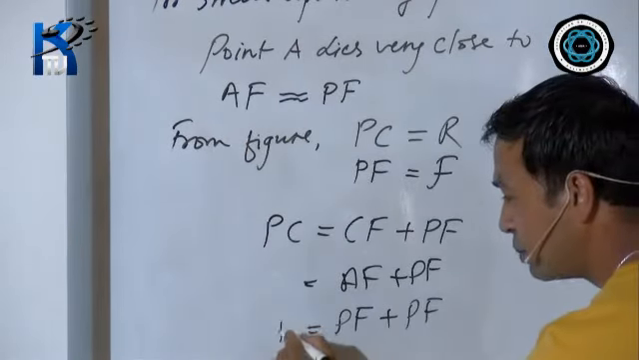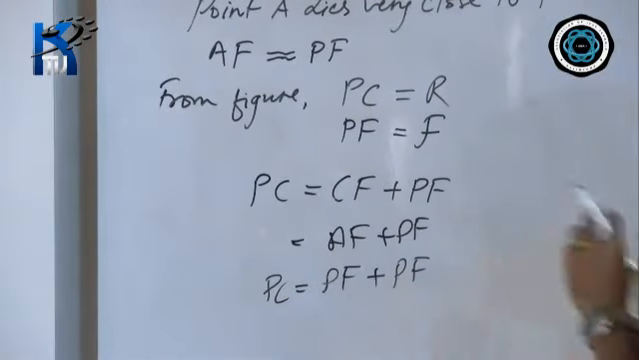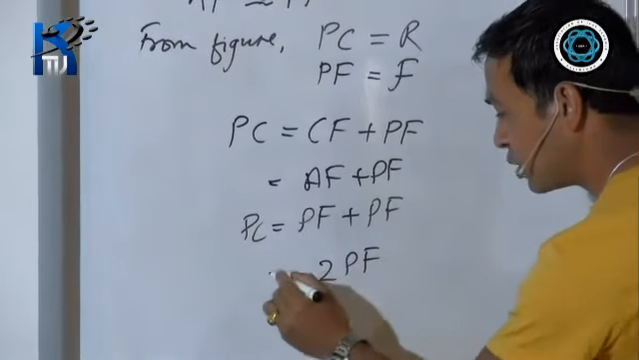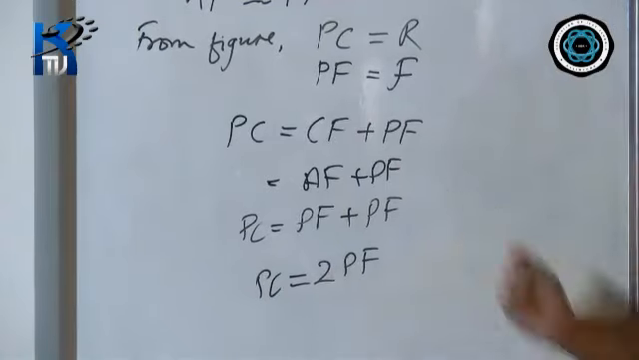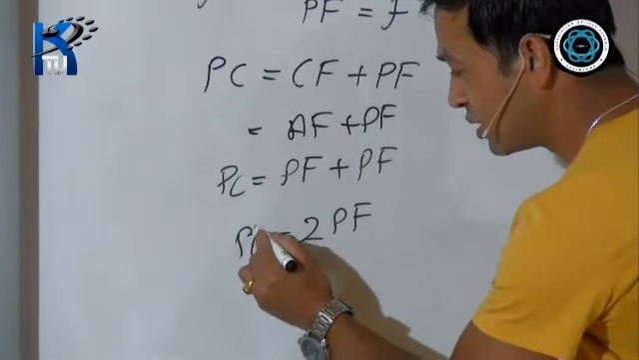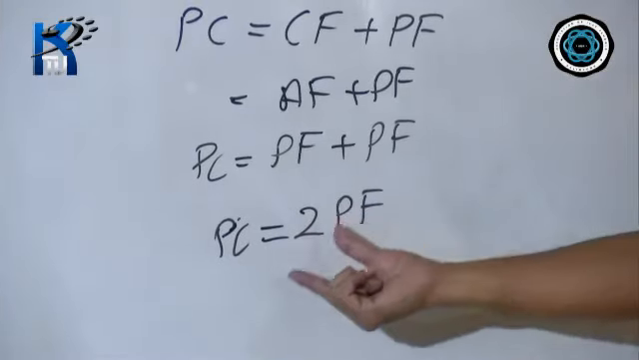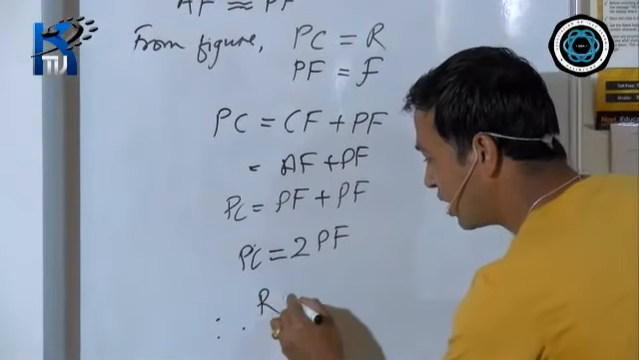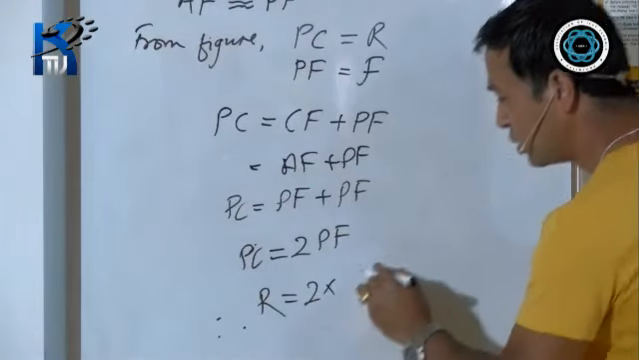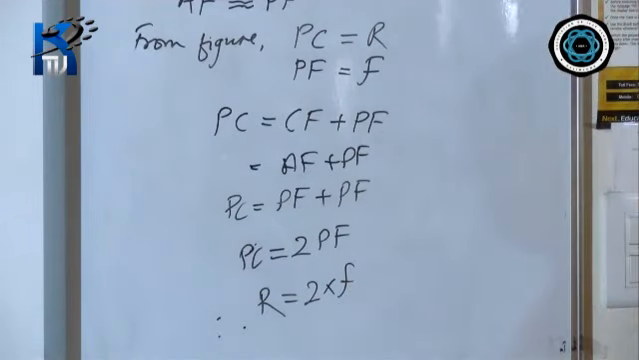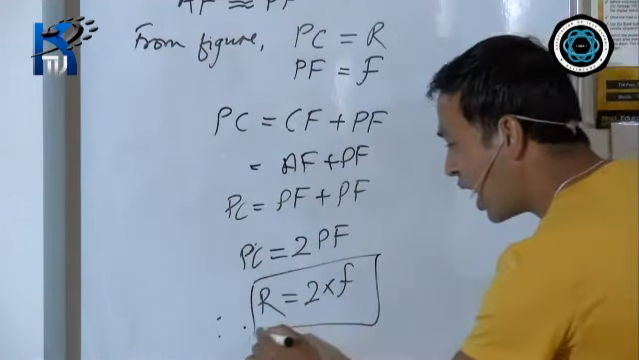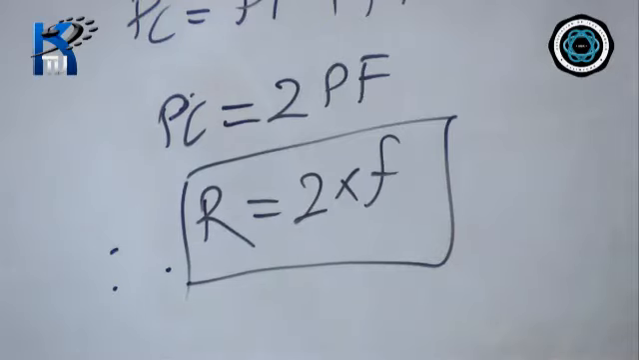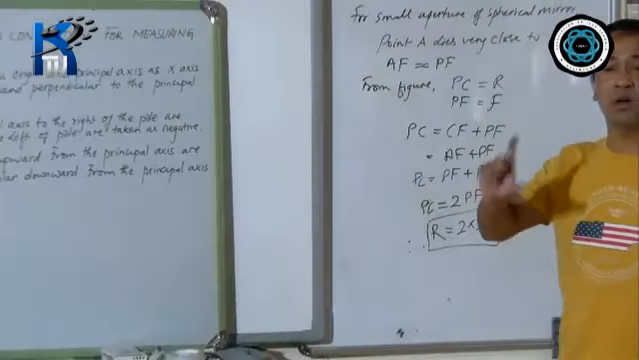So I'm getting PC equals PF plus PF, which means twice the PF, which means I can write 2PF. So PC is equal to 2PF. But we know that PC and PF are already marked by the letters R and f. So let me replace PC by R, and 2 into PF by f. Now we have got the relation, that is R, the radius of curvature, is twice the focal length. Now this is true for any spherical mirror of small aperture.